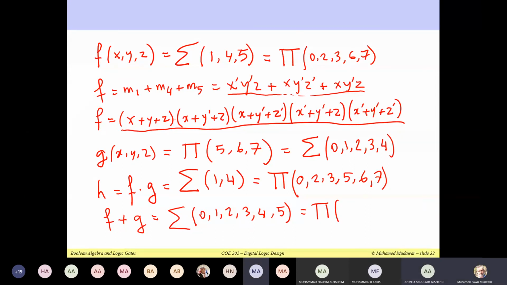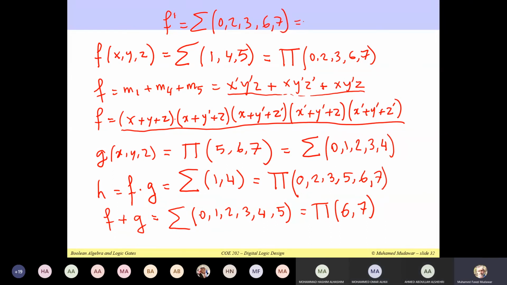So 6 and 7. Only 6 and 7 are the max terms of F or G. So we are defining here a new function, which is F or G. How about F prime? F prime is equal to what? In sigma notation: 0, 2, 3, 6, and 7. Yes, 0, 2, 3, 6, and 7.